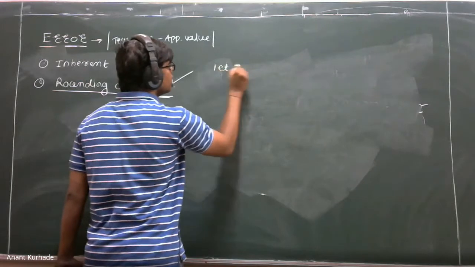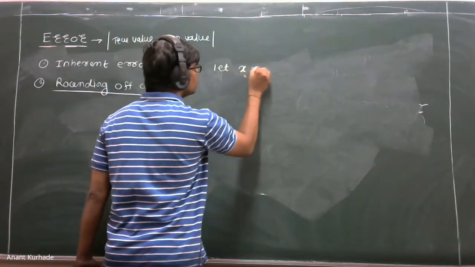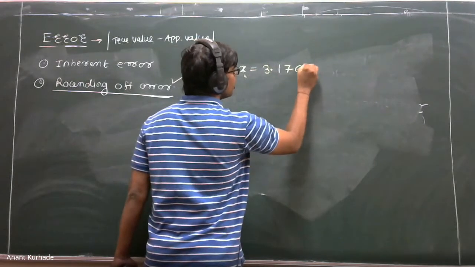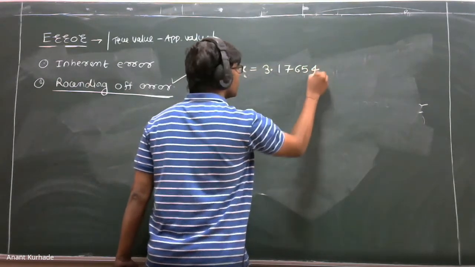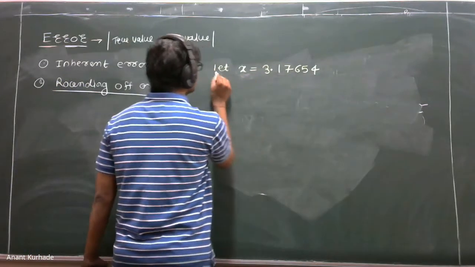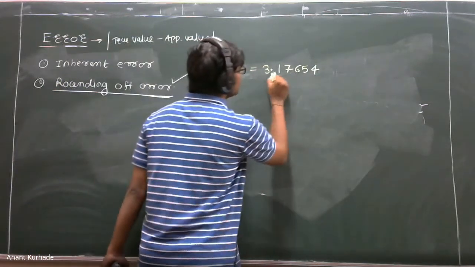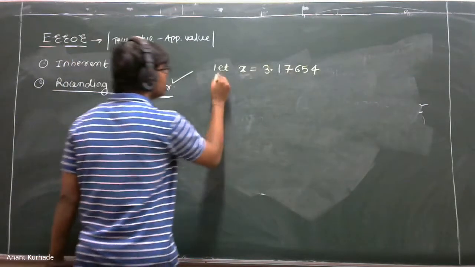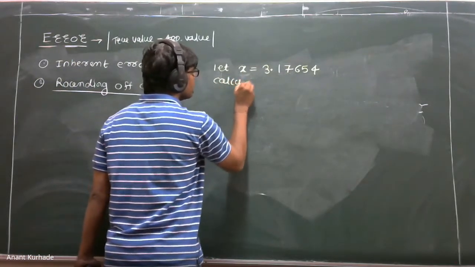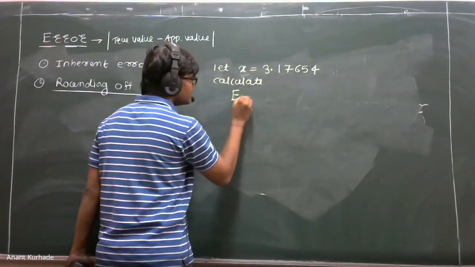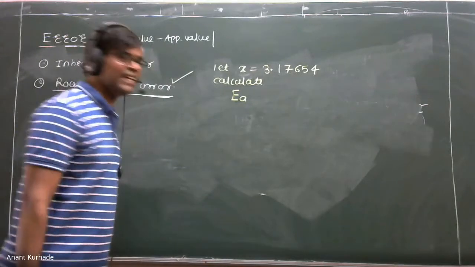You can have a question like this. Let x be equal to 3.17654. Then you can have a question: calculate the absolute error. So it is EA, absolute error.